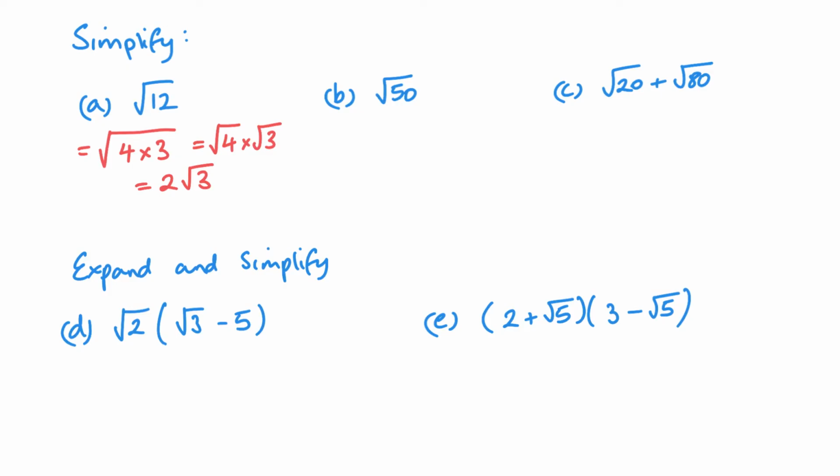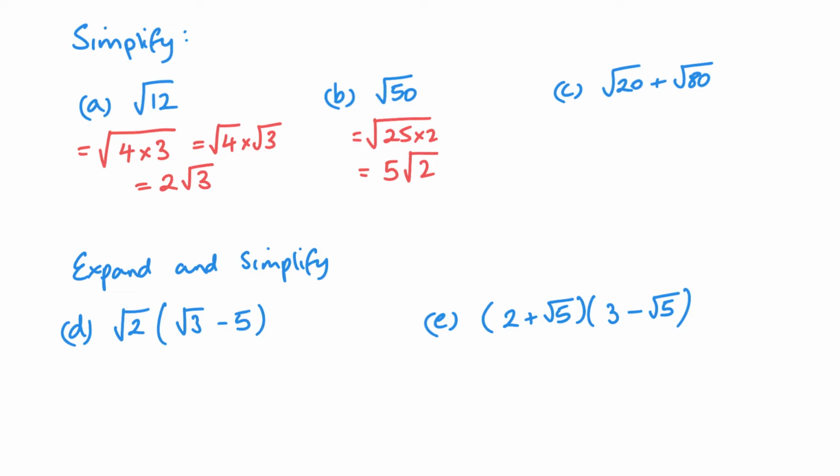Let's look at the next one. Square root of 50. Think of square numbers that go into 50. Always start with the first few. 1 is not going to be of any use to you, so you're going to start looking at 4, 9, 16, 25, 36, and so on. So in this one we can see 25. So 25 times 2. This time I'm going to jump straight in. The square root of 25 is 5, and the square root of 2 is root 2.